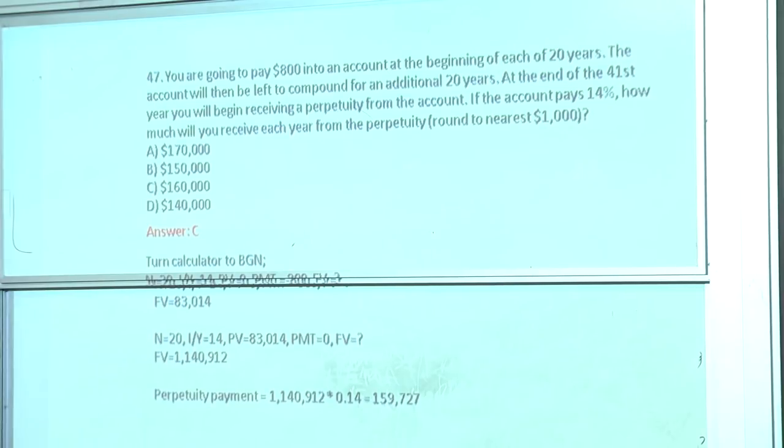So you're going to pay $800 in an account at the beginning of each of 20 years. Though that is what? Annuity due. Right? You are going to pay $800 to an account at the beginning of each year, right? And the account will then be left to compound for an additional 20 years. At the end of the 41st year, you will begin receiving a perpetuity from the account. If the account pays 14%, how much will you receive each year from the perpetuity? That is a hard question, right?